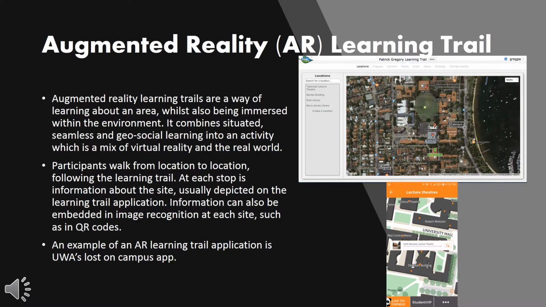Augmented reality learning trails are a way of learning about an area whilst also being immersed within the environment. It combines situated, seamless, and geosocial learning into an activity which is a mix of virtual reality and the real world. Participants walk around a location, and at each stop is information about the site, usually depicted on the learning trail application. An example of an AR learning trail is UWA's Lost on Campus app.